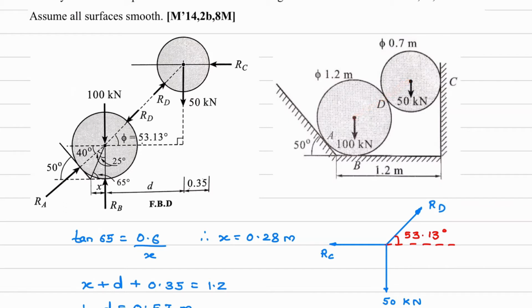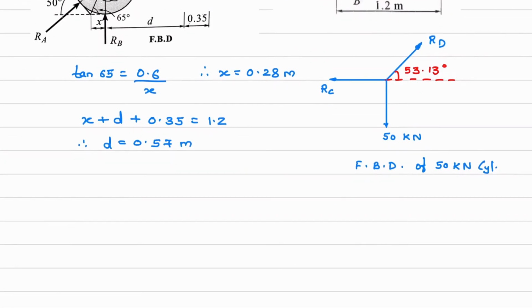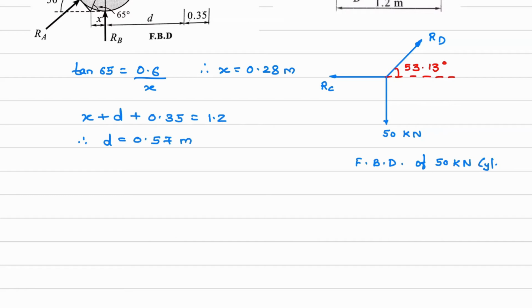So I'll write down cos phi is equal to d upon 0.95. Now the d value we know is 0.57, just now we calculated, divided by 0.95.